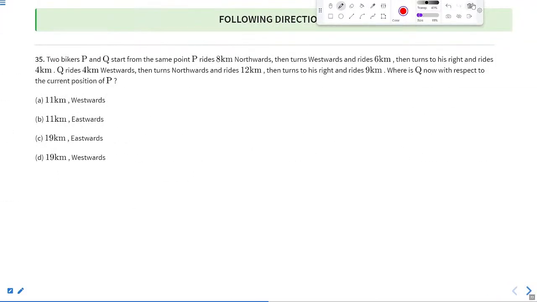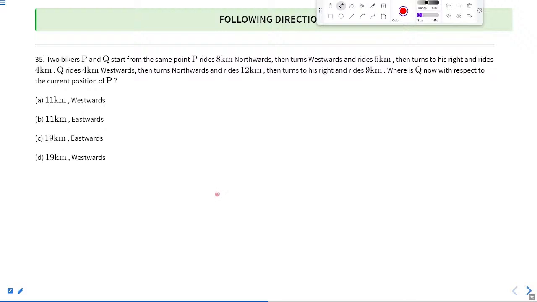35. Two bikers P and Q start from the same point and P rides 8 km northwards. Then turns westward and rides 6 kilometers. Turns right, rides 4 kilometers. Q rides 4 km westward, then turns northward, rides 12. Turns right and rides 9. Where is Q with respect to the current position of P?